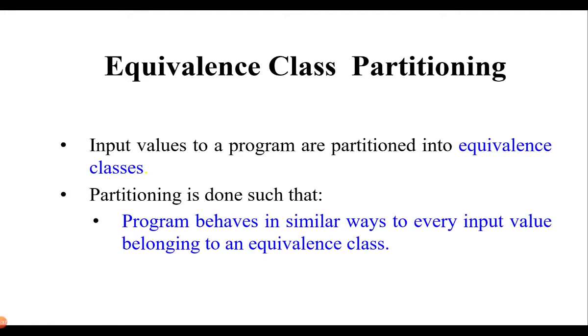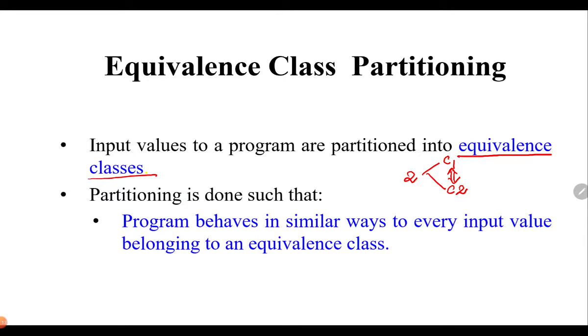In the very beginning, the input values to a program are partitioned into equivalence classes. If we talk about the term equivalence class, it means that we have two different classes and each of the classes is equivalent to one another. So partitioning is done in such a way that the program behaves in a similar way for every input value belonging to an equivalence class.